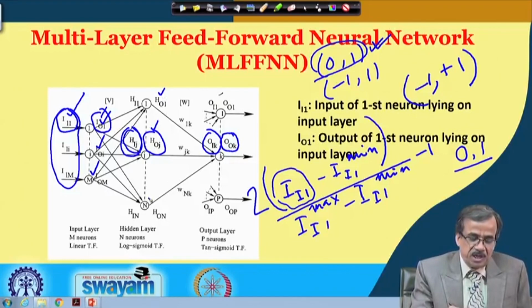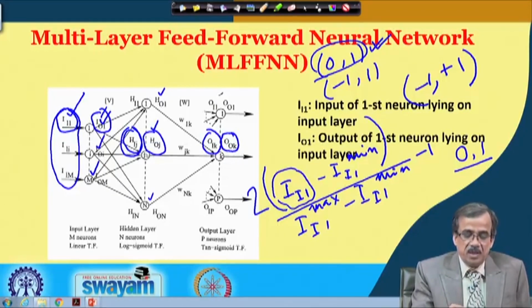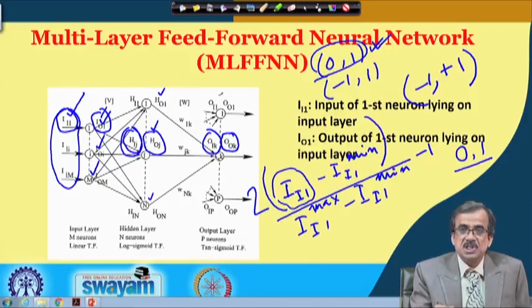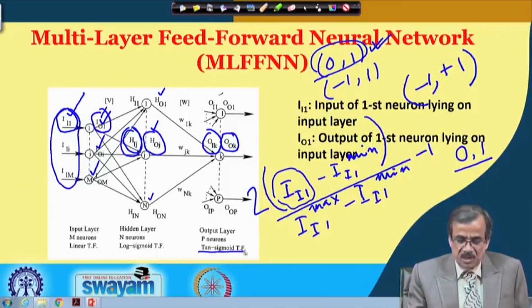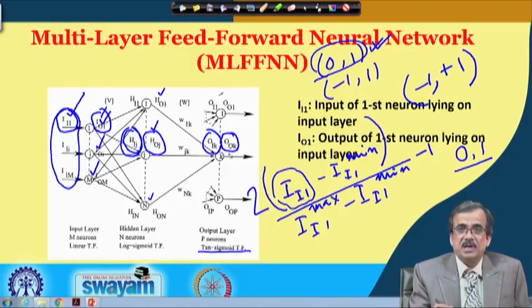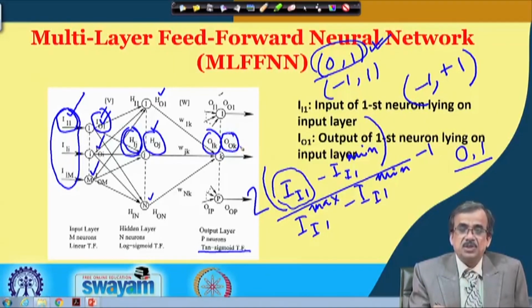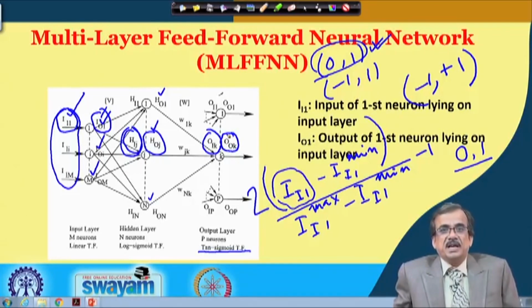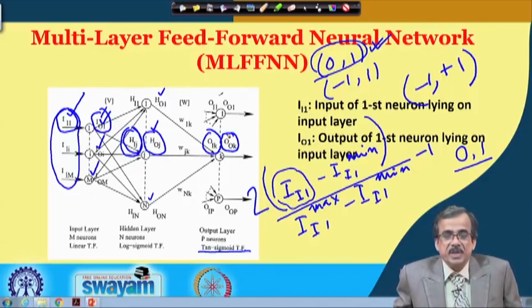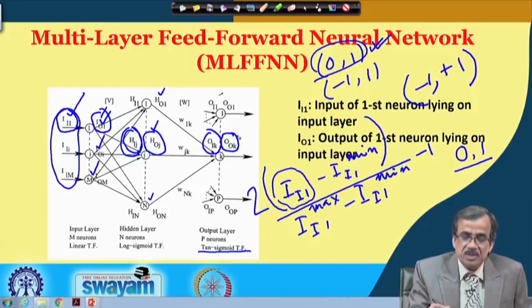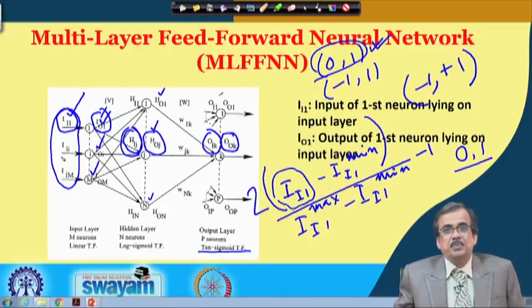And once you have got these outputs, we will multiply them with the corresponding connecting weights denoted by W, and those are summed up here, and that will be the input of the kth neuron lying on the output layer. Once again it will pass through the transfer function, that is the log sigmoid transfer function, and accordingly I will be getting the output of the kth neuron lying on the output layer. So, this is the way we can carry out the forward calculation, and find out what the output should be for a set of inputs.